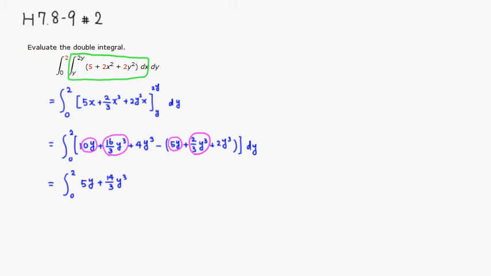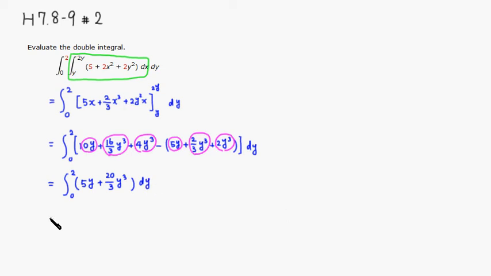Then you have 4y cubed minus 2y cubed, so that's 2y cubed left. Actually, I'm going to combine that 2y cubed with the 14 over 3. 2y cubed is the same thing as 6 over 3 y cubed. So 14 plus 6 will be 20. So you have the integral of 5y plus 20 over 3 y cubed dy.